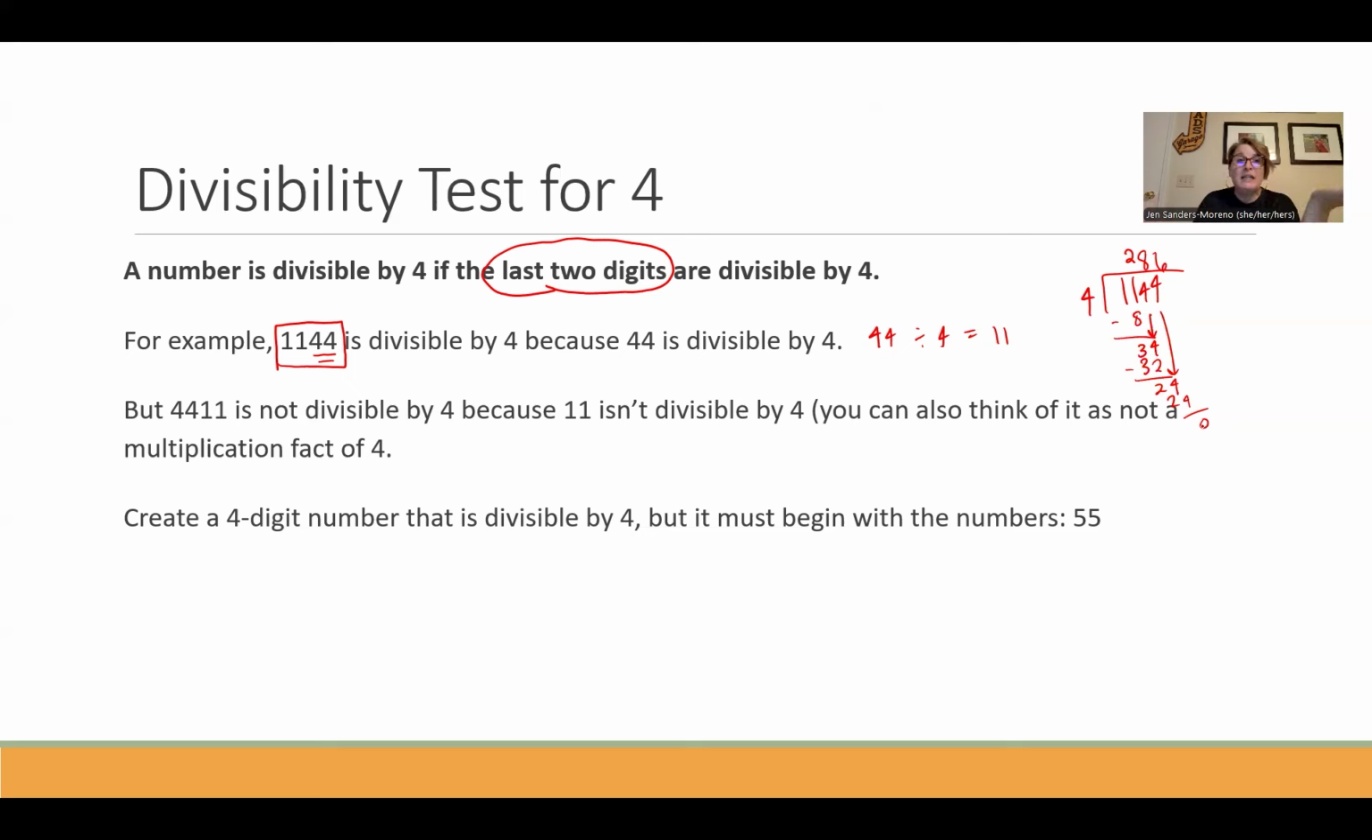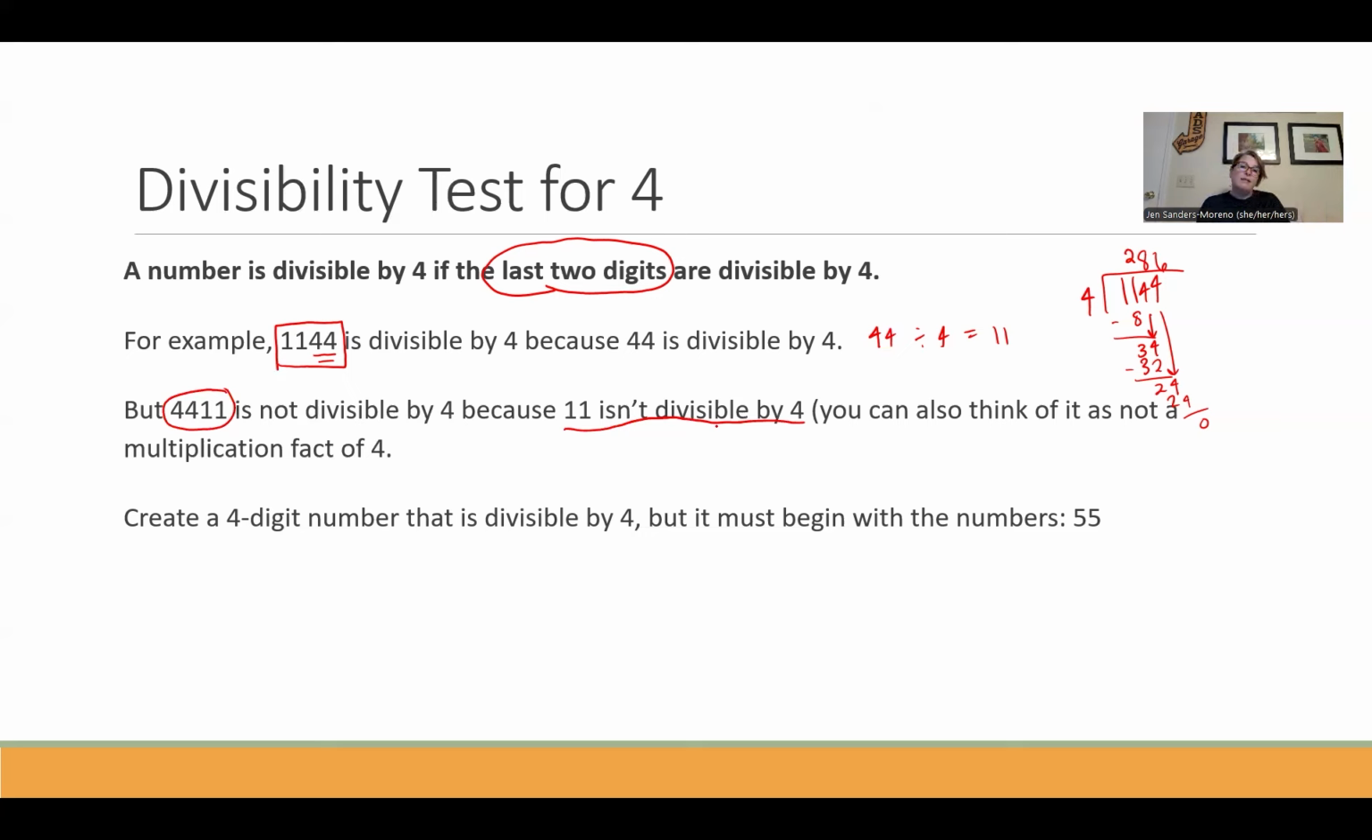So if we're going to keep going with this divisibility test, you'll notice that if we flip the digits, 4,411, I just want to focus on the last 2 digits, which are 11. 11 is not divisible by 4. Okay. So when I say isn't divisible by 4, I mean like, hey, if I divided 11 by 4, I'd get a remainder that's not 0. You could also think of it as a multiplication fact of 4 or a times table fact.